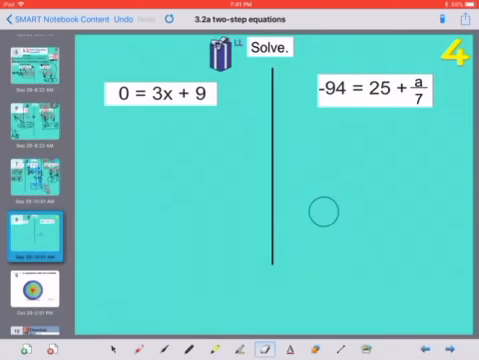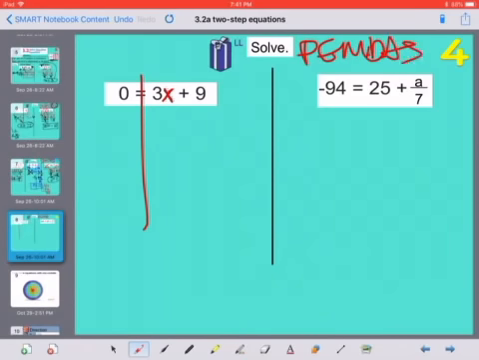All right, last two. Solving, we're not going to move that 0. We need to get the x by itself. If it helps you to circle that variable, go ahead and do that. Doing the order of operations backwards, or think of unwrapping that gift.